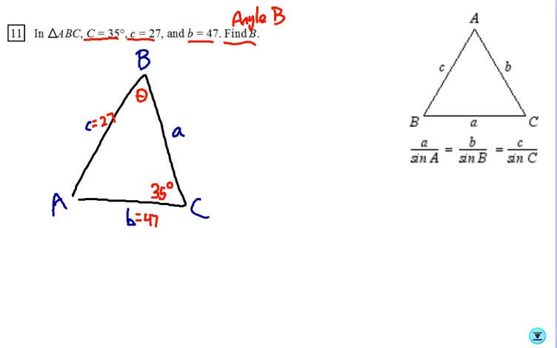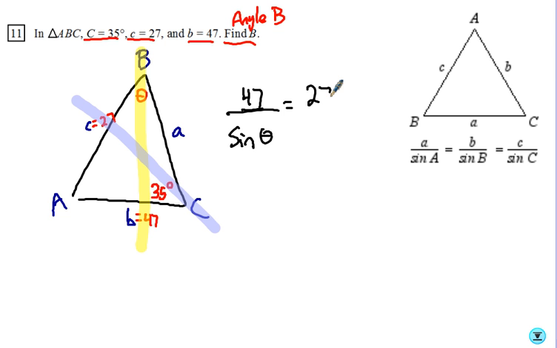And then we just want to see who pairs up with who here. So it looks like B, I don't know what angle B is. I do know what his side is. His side is 47. I just don't know what his angle is, so we'll just say sine of theta. And then the other one that I can pair up is going to be C, because I know side c, which is 27, and I know angle C, which is 35.